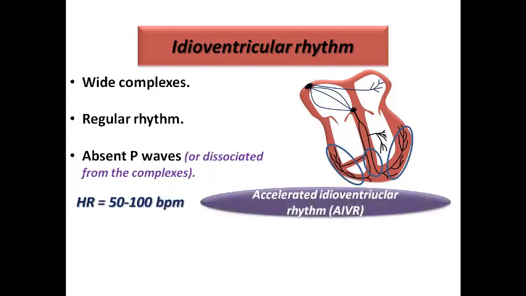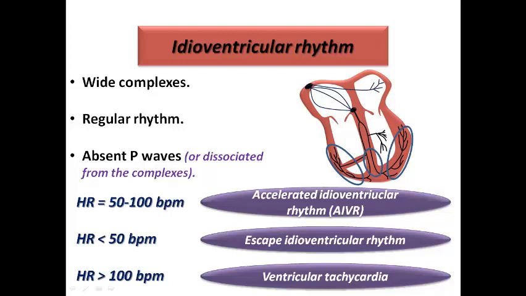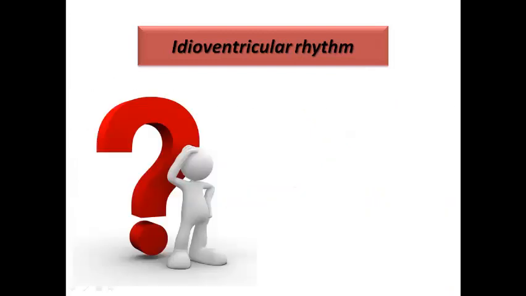Heart rate, if it is from 50 to 100, and here we usually get a lower number, not 60, from 50 to 100, it is called accelerated idioventricular rhythm, which is called AIVR, which is a very famous term for it. If the heart rate is less than 50 beats per minute, it is escape idioventricular rhythm, and if the heart rate is more than 100, it is ventricular tachycardia. And here we are dealing of course with escape idioventricular rhythm.